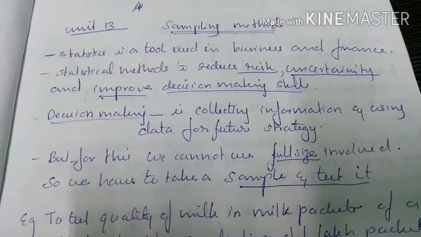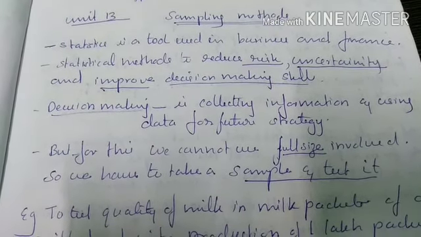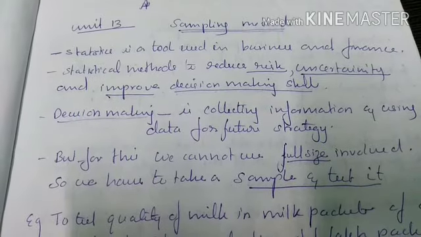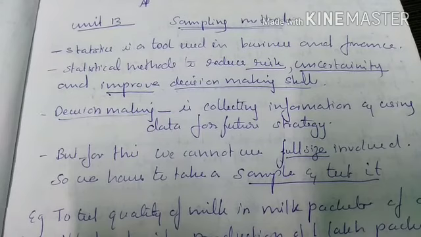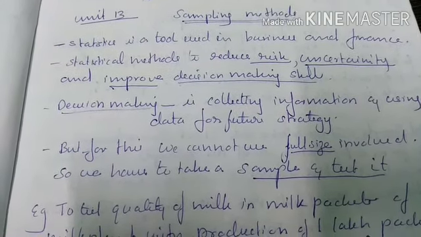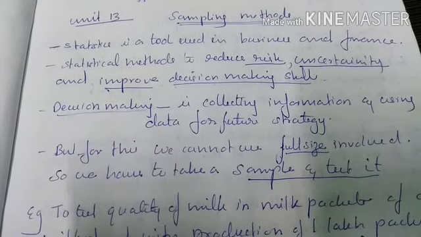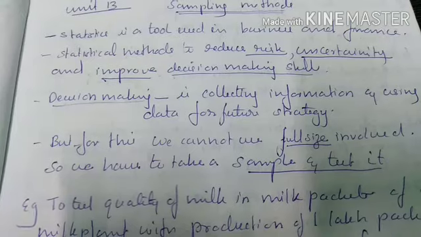But for this we cannot use the full population. So we have to take a sample and test it. This is because as the population becomes so large, we cannot check the data of the whole population for finding this future strategy. So we use statistics and we use some sample from the population and test it.